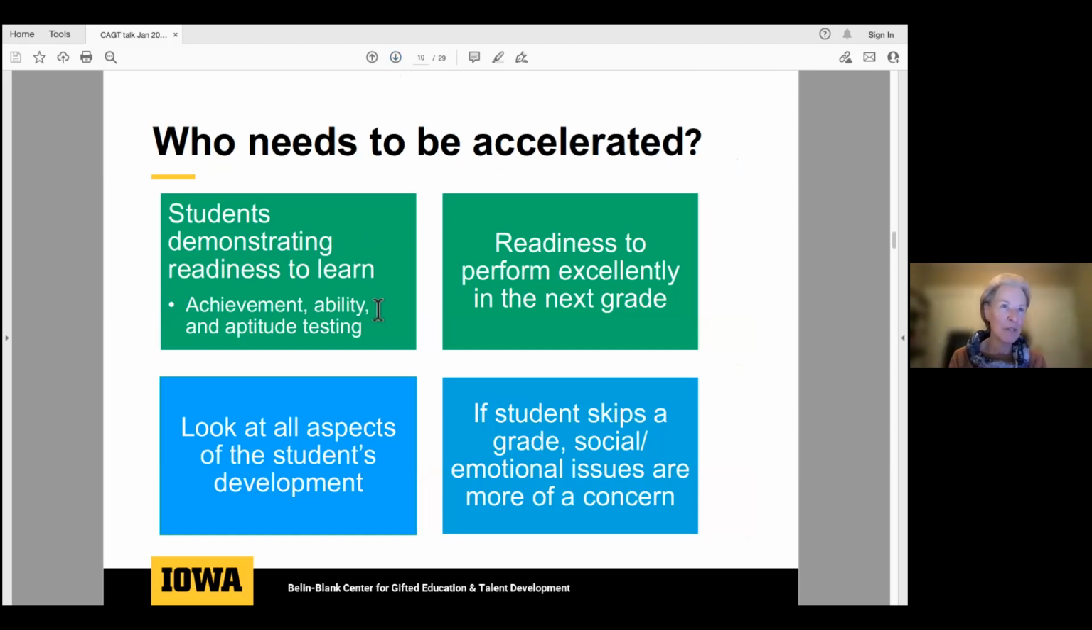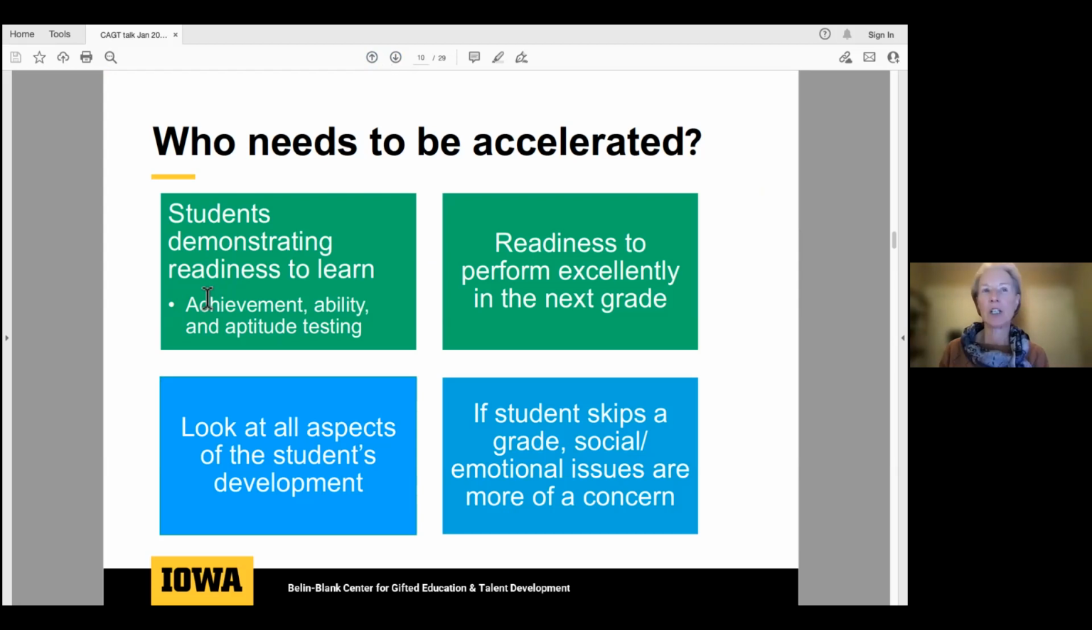Well, students who are demonstrating a readiness to learn. And I'm going to talk about these three things next. Students who are demonstrating a readiness to perform excellently in the next grade. You do need to look at all aspects of the student's development. That's going to get into kind of the how. And that does, of course, include a discussion about if a student skips a grade and any social emotional issues, if they are more of a concern. Those are all things that connect to the how part of this presentation.